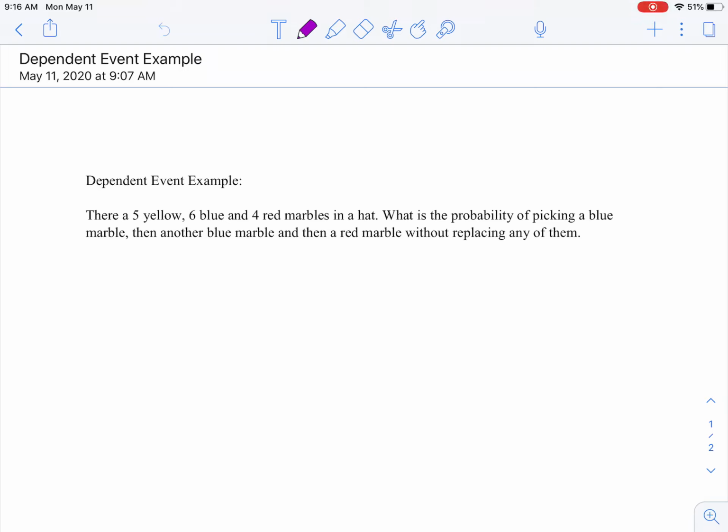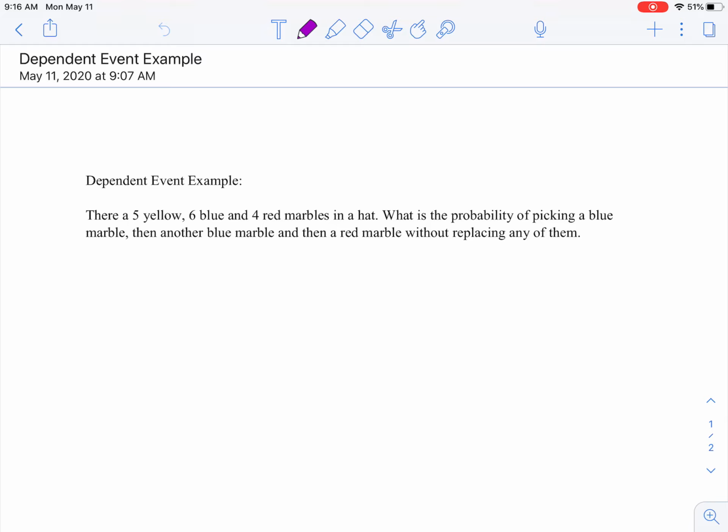Okay, so I just decided I want to put together a video real quick of what happens when we have dependent events. A lot of times we've been doing independent events, like rolling a die. The first roll doesn't affect the second roll and so forth. But what if we do have events that are taking place where they do affect each other?